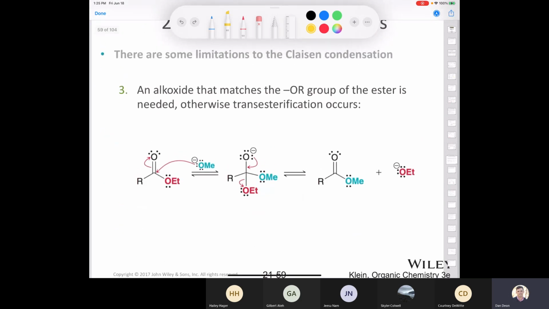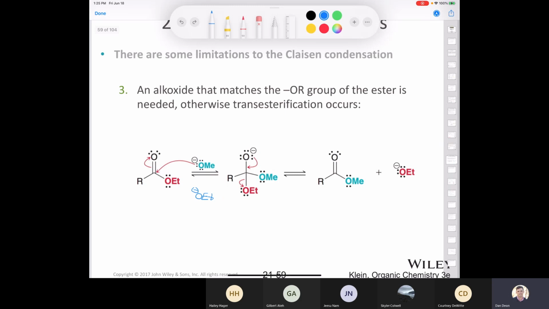Another one that's kind of interesting is that the alkoxide has to match the OR group of the ester, is basically what it's saying here. So if you have an ethyl ester, you wouldn't want to use methoxide. So this is actually incorrect, what's shown here. You would actually want to use ethoxide. So if we could do the Drake meme, right? Methoxide, no. Ethoxide, yeah.